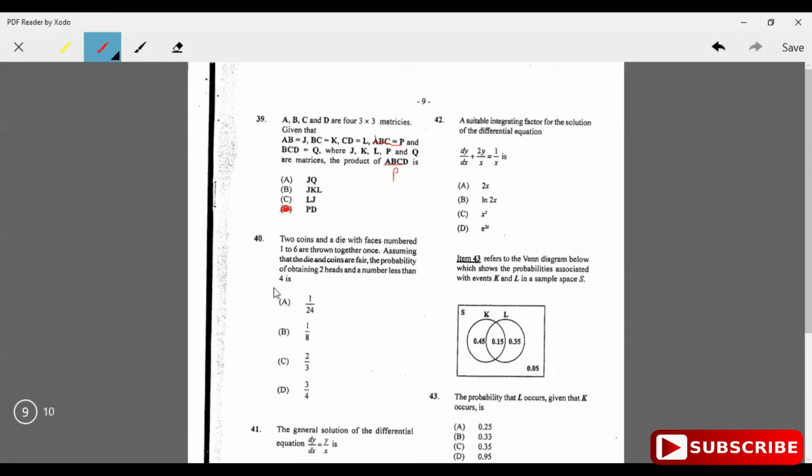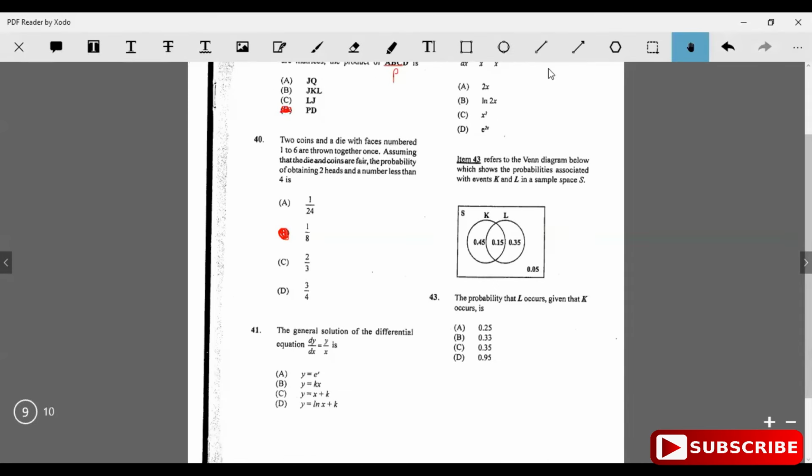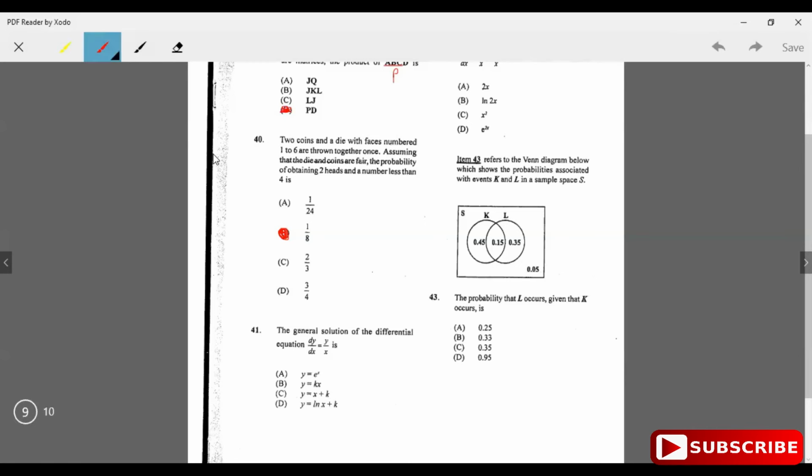Question 40. What's question 40? I think it's B. That's B. Yes, it's repeated from the last paper. Just like 41. What's question 41? Sir, with that question, so that's number 40, B. How do you do it now?